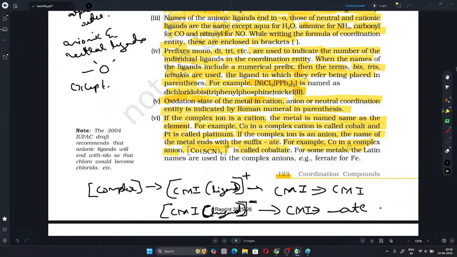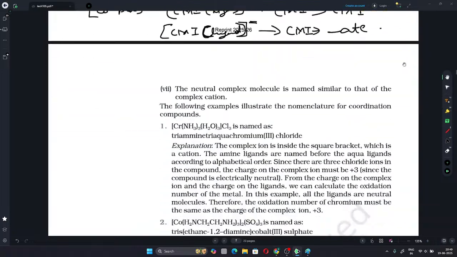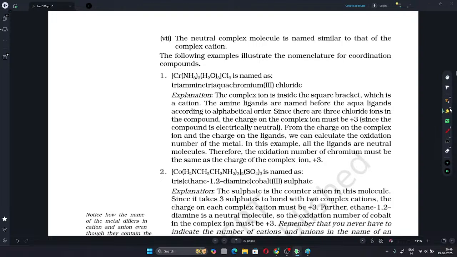For some metals, the Latin names are used in the complex ion. Example, ferrate for iron. The neutral complex molecule is named similar to that of the complex cation. The following example illustrates the nomenclature for coordination compounds.